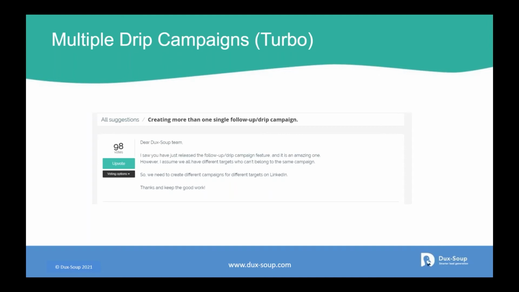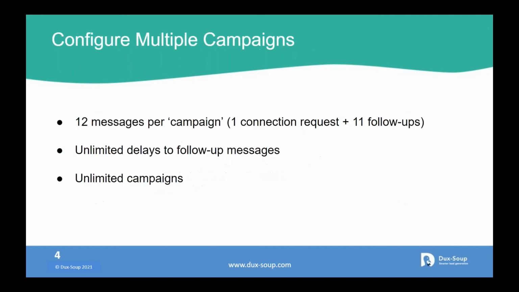So just a couple of slides and then we'll get into the nitty-gritty, the real life, how does it work stuff. First of all, you can configure multiple campaigns and you can have up to 12 messages per campaign now. Previously, you had a connection message and 5 follow-up messages. Now you can have a connection request message and 11 follow-ups, a total of 12 messages configured per campaign. And you can delay those messages for as long as you like. It's completely user configurable. You can manually type in however long a delay you want.